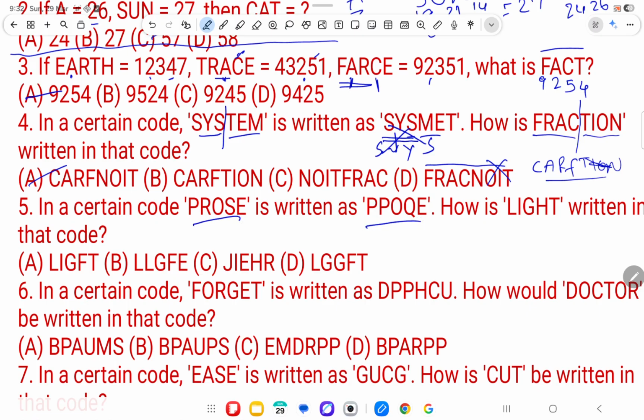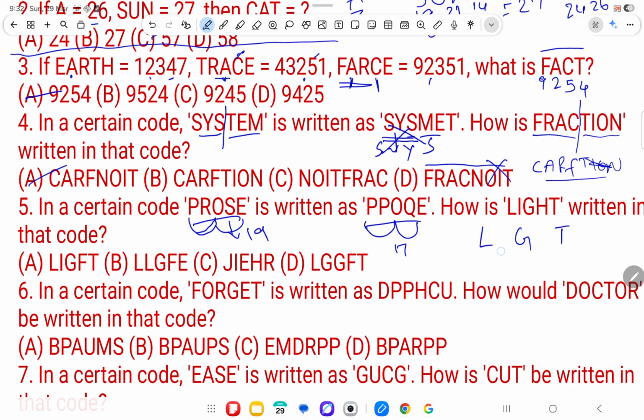Then in a certain code, PROSE is written as PPOQE. Then LIGHT, how is it written in that code, is what they are asking. If you check that, yeah, alternate letters are written same. P is written, see, P, O, E were there. Next R becomes P. R is actually 18th letter, P is 16th letter, minus 2. Then S is actually 19th letter and Q is actually 17th letter. So minus 2.